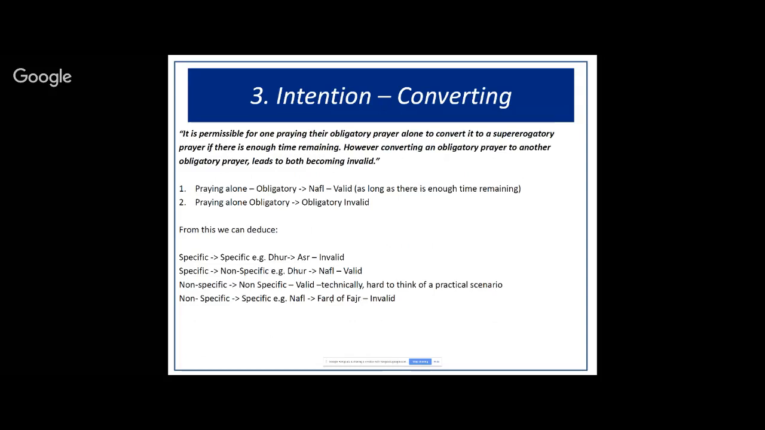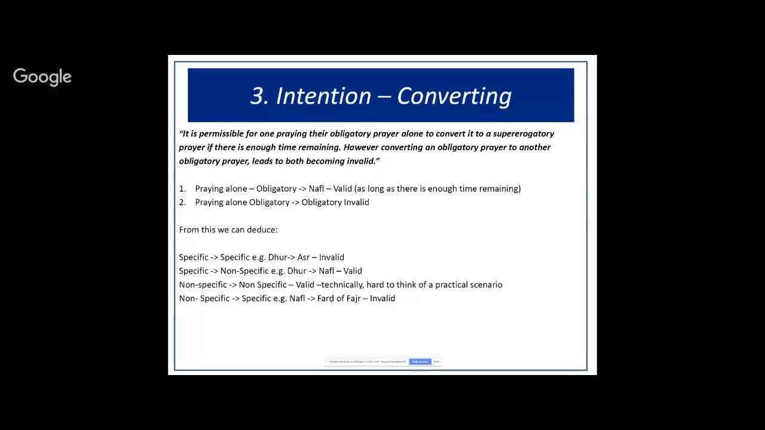Okay, converting now. This is the last section. There's a couple of slides here. Okay. It is permissible for one praying their obligatory prayer alone to convert it to a supererogatory prayer if there is enough time remaining. However, converting an obligatory prayer to another obligatory prayer leads to both becoming invalid. So there's two scenarios here. Praying alone, you have an obligatory, you can change it to nafil. The Hanbali madhab and the class position says this is valid as long as there's enough time remaining.